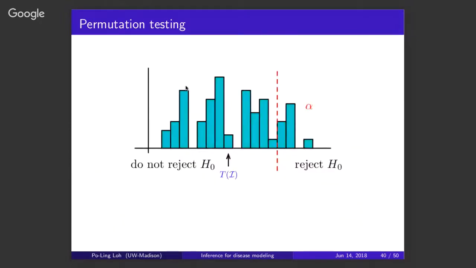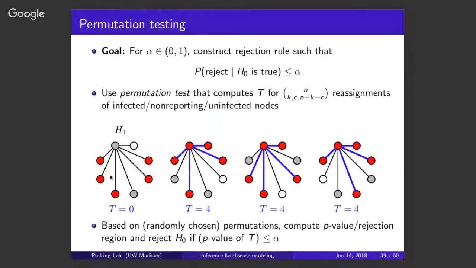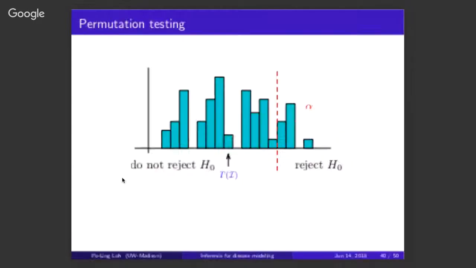After generating all of these repermutations, I get my alpha quantile. And then the question is, do I accept or reject the null hypothesis? Well, I go back to my original situation, and I see that my t was equal to 0, or whatever it was. Then I look at where that t is, and if that test statistic is below the alpha quantile, I don't reject, and when it's above that alpha quantile, I do reject. And that's the basic way in which permutation testing works.